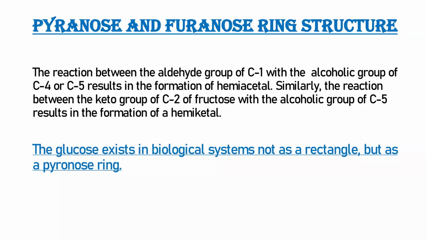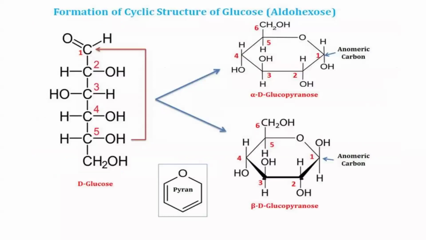So glucose exists in biological systems not as a straight chain, but as a pyranose ring. Most of the glucose found in biological systems is in the form of the pyranose ring. So you should all know this. So how do we get this pyranose? Look at the formation of the cyclic structure of glucose, that is an aldohexose.